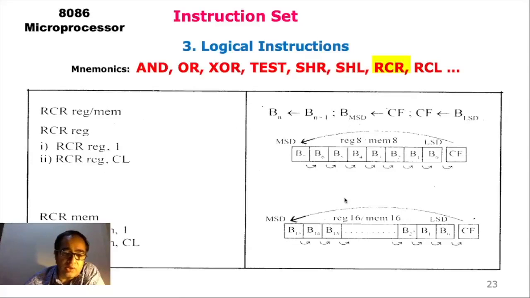Now RCR is rotation. Okay, rotate right and rotate left. RCL is rotate left and RCR is rotate right. The main thing you have to understand in rotation versus shifting is that rotation means anything which comes out from the least significant bit when operating on RCR, the least significant bit is transferred to the most significant bit place. So anything which spills out from here will be copied to the MSB. And it is just the opposite when moving left.